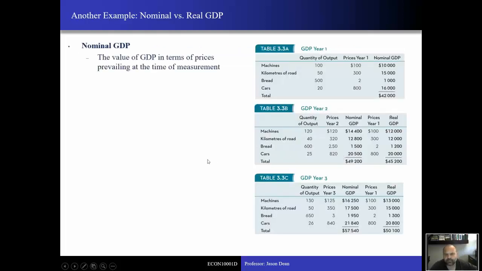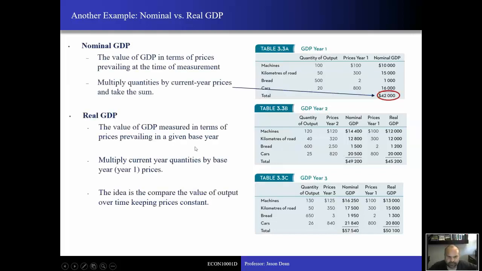Here's another example for you to look over for your notes when you're studying, and see if you can see the similarities between this example and the last example. But it's essentially the same thing. The tables are a little different, but the bottom line is for real GDP, you are holding prices constant in a particular base year. In this case, the base year is year one. So you can see the prices for year one are actually reproduced here, so that in each of these cases, for real GDP, you're just multiplying the quantities times year one prices.